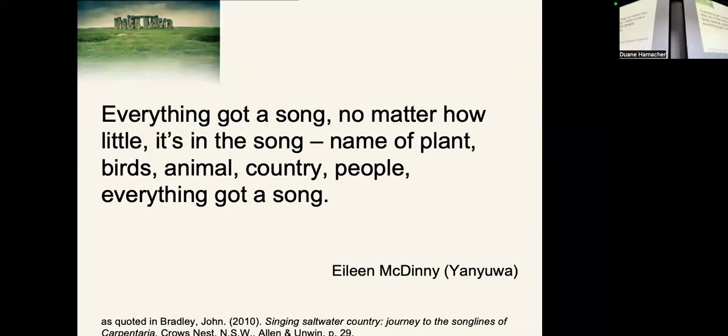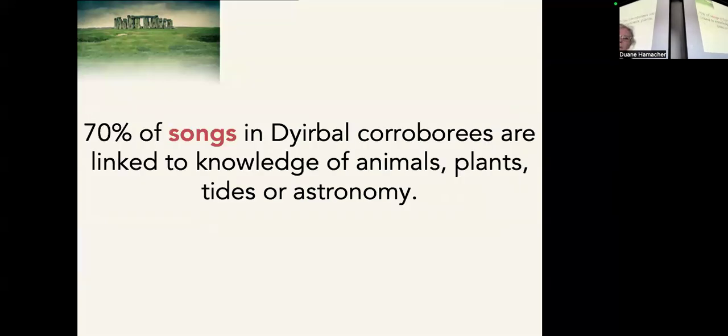Look at what Eileen McDinney, who's Yanua, listed as what has a song. She said plants, birds, animals, people, everything. She's not talking woo-woo stuff. She's talking pragmatic information, vast amounts of it stored in song.